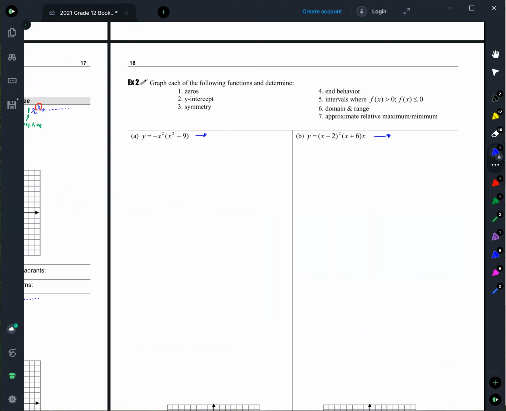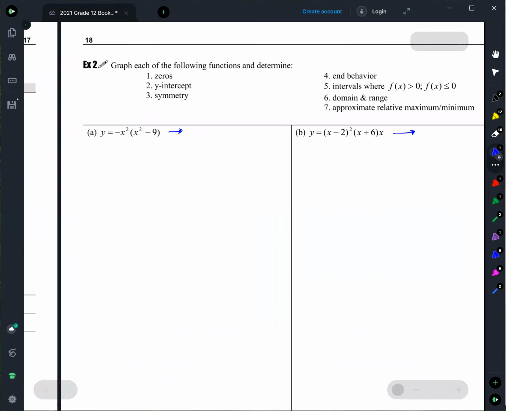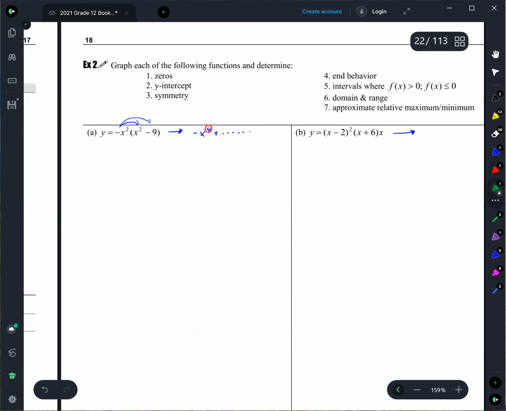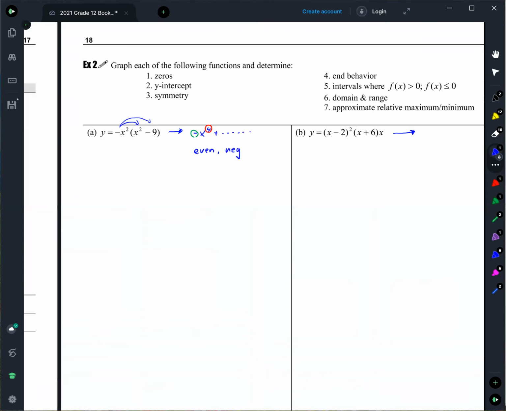Okay, Lily, do you know the category for A? Is it even negative? Very good. If you expand the brackets, your very first term is negative x to the 4 plus whatever. We don't really care about the other ones. We just look for the highest one. It's an even number and it's negative, so it's even negative. That's all you need to determine.